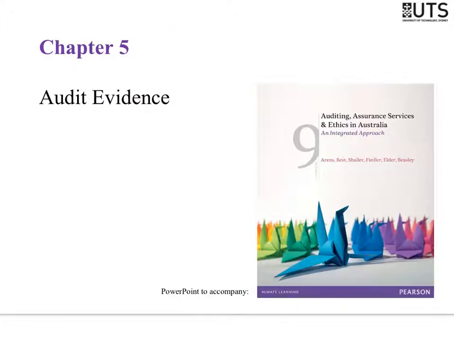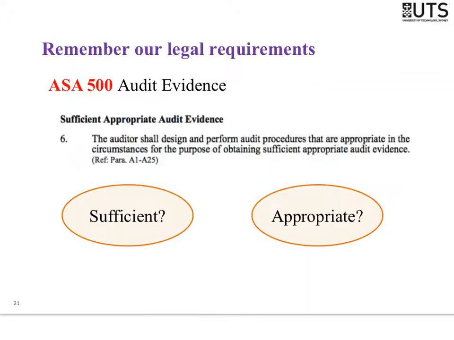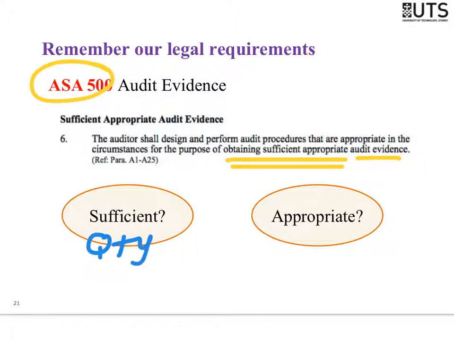Now then, let's move on to the next bit, which is audit evidence. We've talked about audit evidence before, and when we did, we noted that the auditing standard that deals with audit evidence is ASA 500. Now, what does ASA 500 say? Ladies and gentlemen, looking at that last part of the paragraph, we as auditors must obtain sufficient appropriate audit evidence. What does that mean? Sufficiency. It's a measure of quantity. We must collect enough audit evidence.